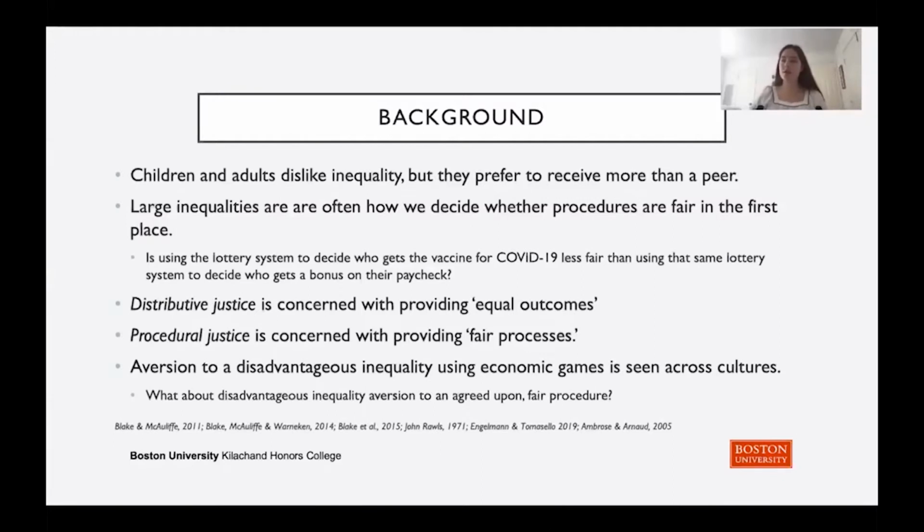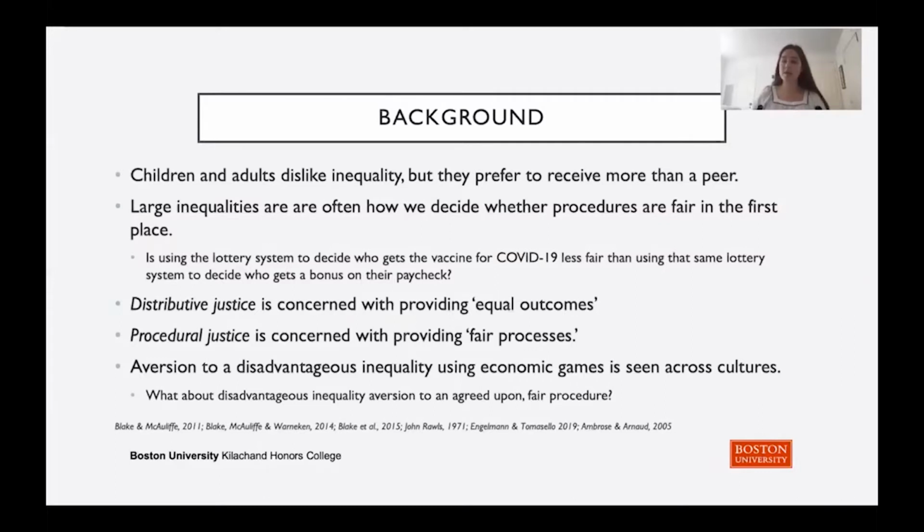There are two theories that have been proposed that suggest different ways to determine fairness. The first is called distributive justice, and it states that as long as the outcomes are equal, the procedure that created the outcome should be considered fair. The second is called procedural justice, and it states that as long as the procedure is fair, whatever outcomes arise as a result of that procedure should be considered fair.